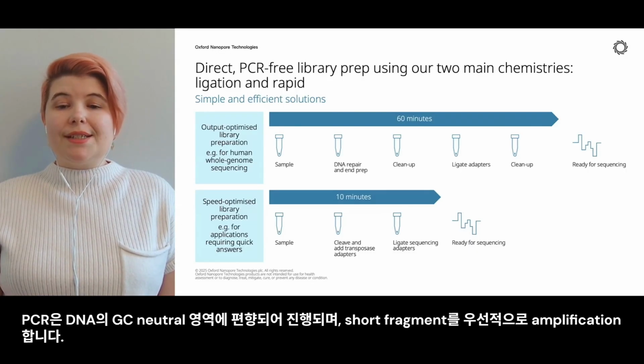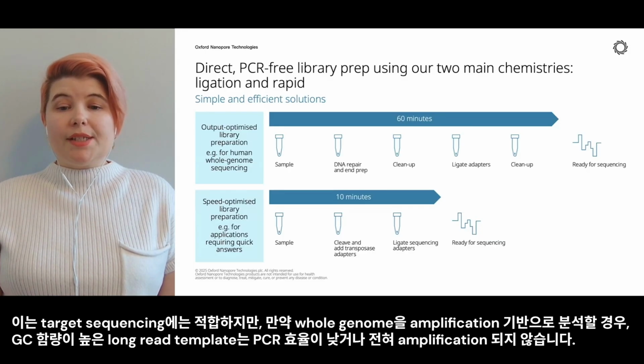PCR prefers GC-neutral areas of DNA and preferentially amplifies shorter DNA fragments. While this is fine for targeted approaches, when examining a genome via amplification, these factors result in longer or GC-rich PCR templates amplifying less efficiently, or not at all.